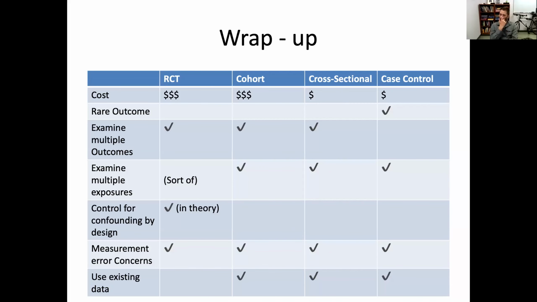All right, so to wrap it all up, we talked about 4 study designs: RCTs, cohorts, cross-sectional, and case control studies. RCTs and cohort studies are super expensive, typically. Cross-sectional studies and case control studies can be carried off for a lot less.